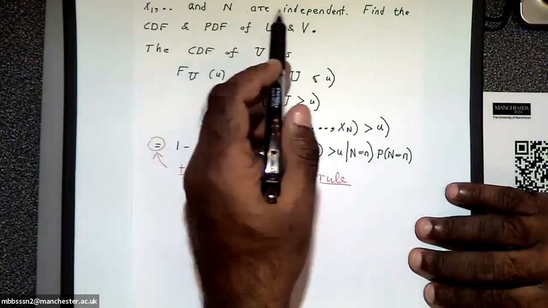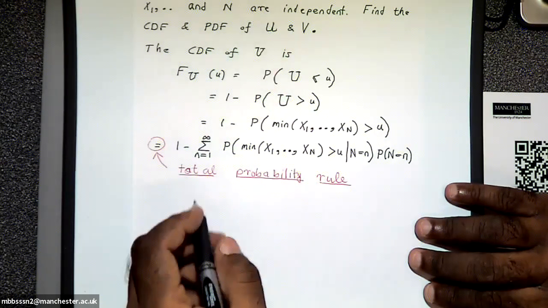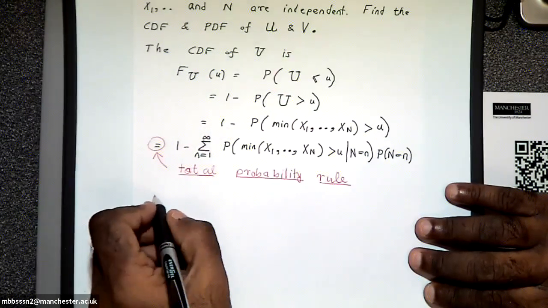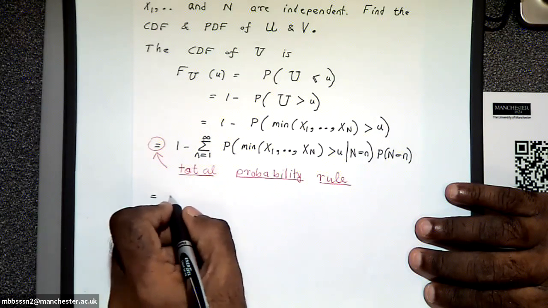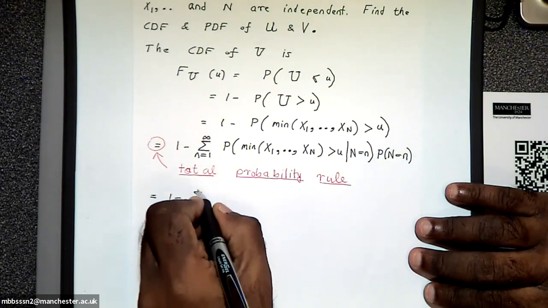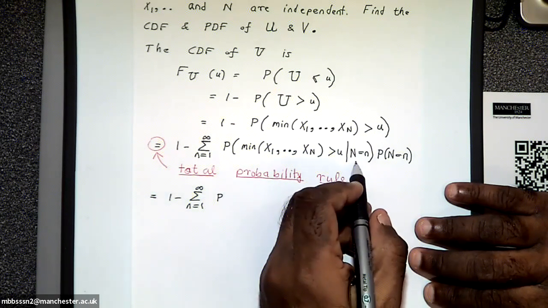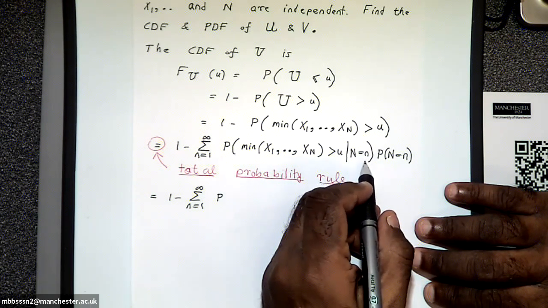Now remember that we are assuming that N is a geometric random variable. So this is going to be 1 minus the sum from 1 to infinity, because we are conditioning on capital N equal to little n.